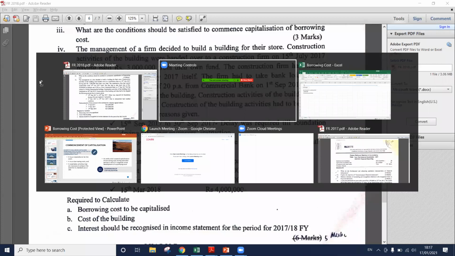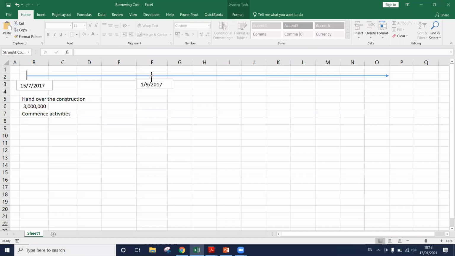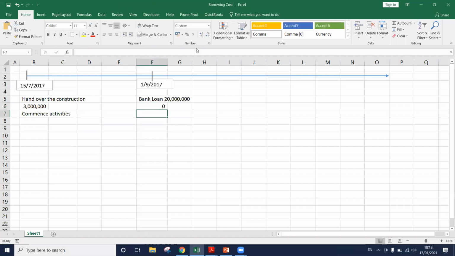On 1st of September 2017, yes, on 1st of September 2017, on this date, we obtain a bank loan of 20 million. At what is the interest rate? 20% interest rate. 20% පොලියට මිලියන 20ක් ගන්නවා, 20 million.